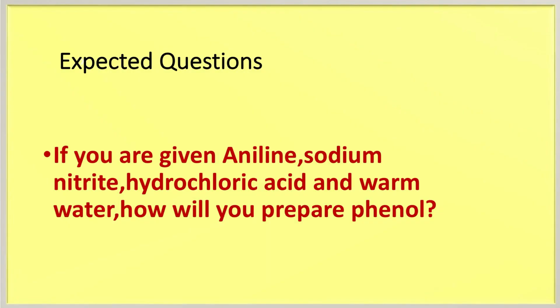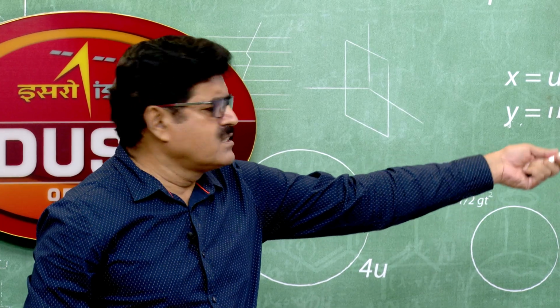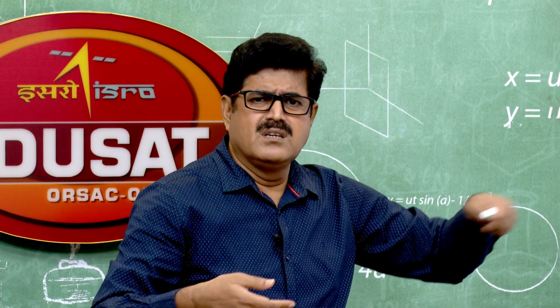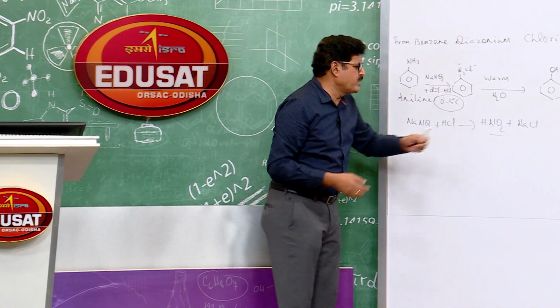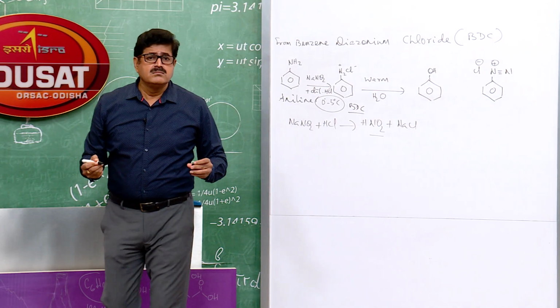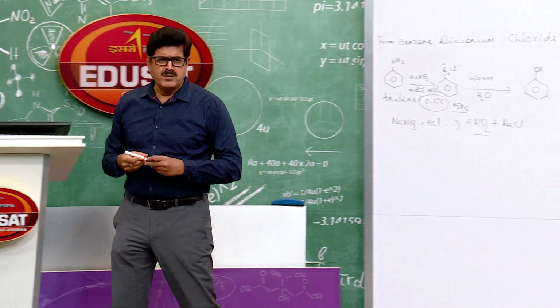Next method of asking the question. If you are given aniline, sodium nitrite, hydrochloric acid and warm water, how will you prepare phenol? Same reaction. Aniline with sodium nitrite and HCl gives benzene diazonium chloride, which with warm water gives phenol. You just write the reactions. You have to mention the names also. Below this compound write BDC, benzene diazonium chloride, and below the other compound write aniline. That's all. This is the second method of asking questions.